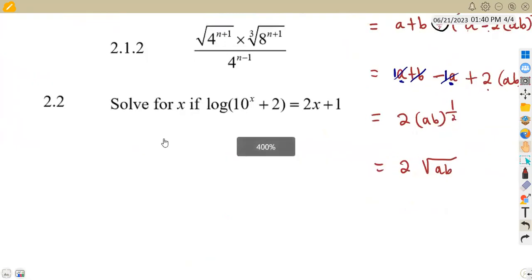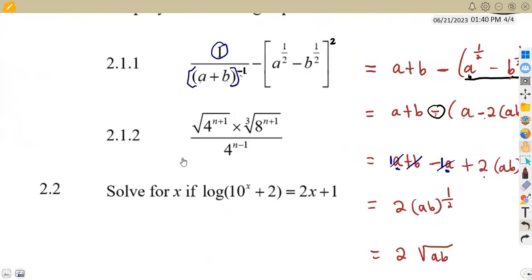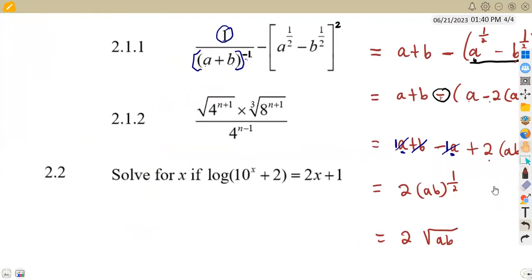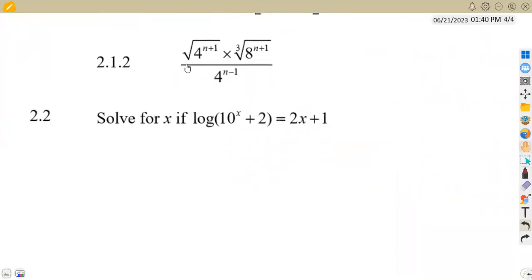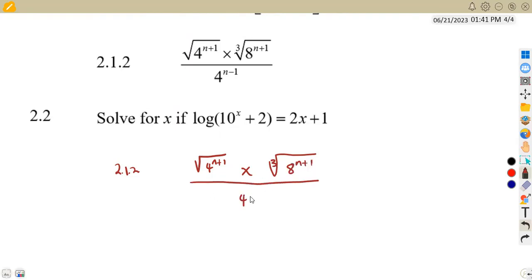Now 2.12, we are given again to simplify. All right, so let us just remove this part so that we can simplify this part here, where we are given the square root of 4 to the exponent of n plus 1. Okay, let me just rewrite this aside. So this is 2.12: the square root of 4 to the exponent of n plus 1 times the cube root of 8 to the exponent of n plus 1, everything over 4 to the exponent of n minus 1, just to simplify.